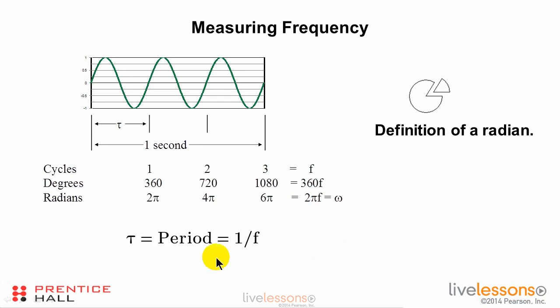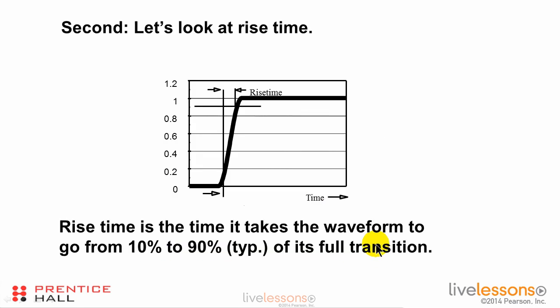One more thing we want to talk about is the period. The period is the length of time for one cycle. And, appropriately enough, if we go through 3 cycles in 1 second, then we go through 1 cycle in 1/3 of a second, or the period is simply 1 over f, the cyclical frequency. Both measures of frequency and measures of period can be important to us in electronics.